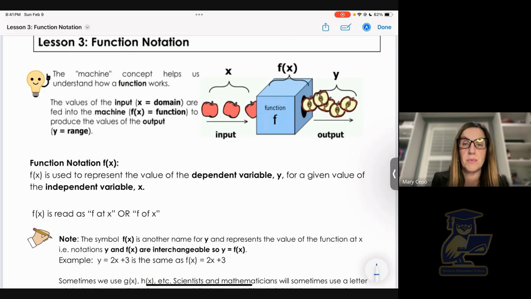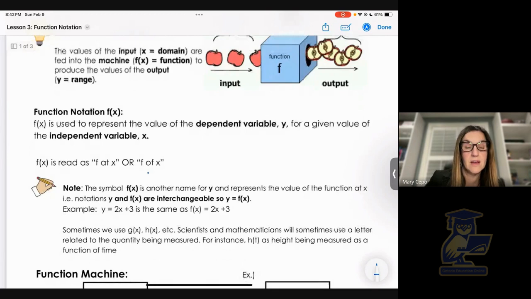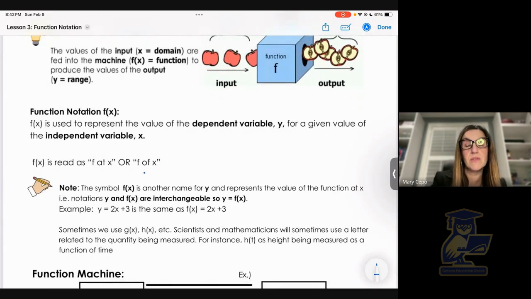The values of the input, which are x values, which we know represent the domain, because domain are all the possible values for x, are fed into the machine, so into the function f at x, to produce the values of the output, the y values, which represents our range, all the possible values for y. Function notation, which is that representation f of x, is used to represent the value of the dependent variable y for a given value of the independent variable x. f of x is read as f at x or f of x.